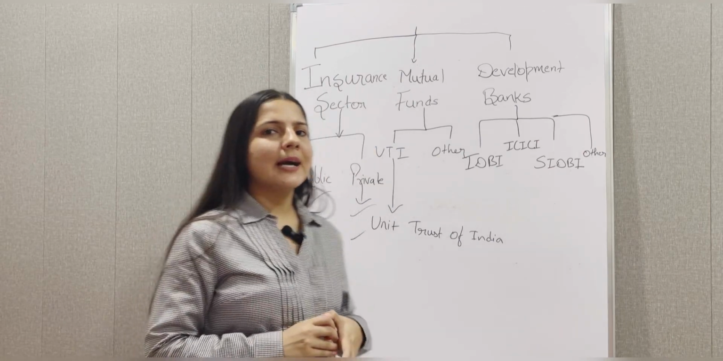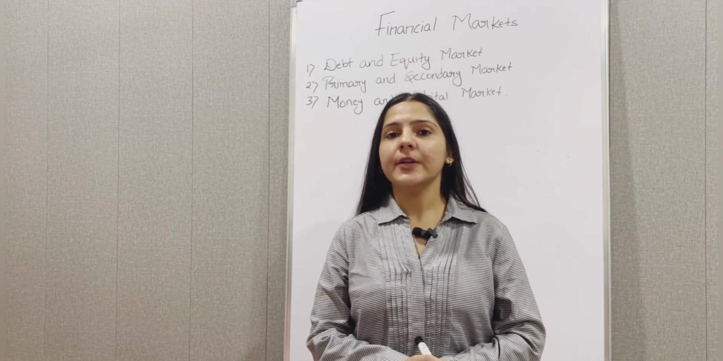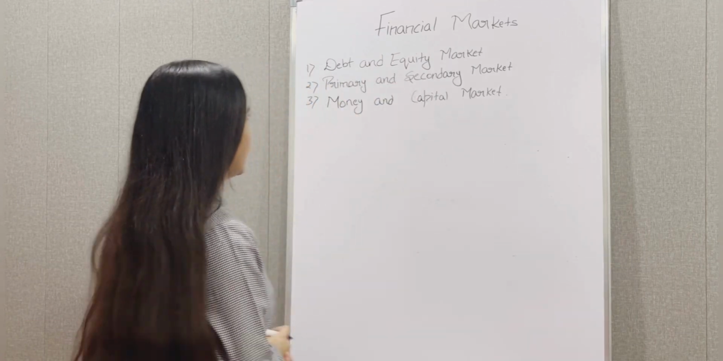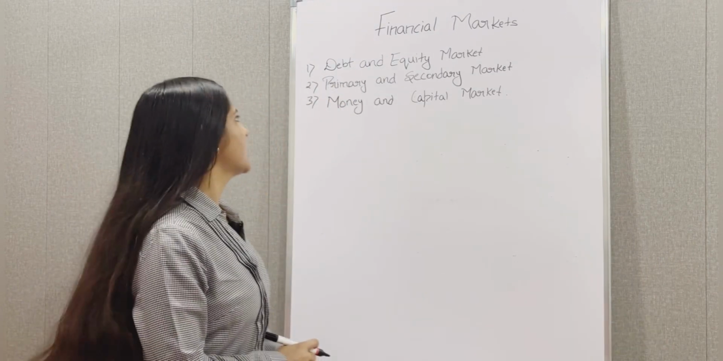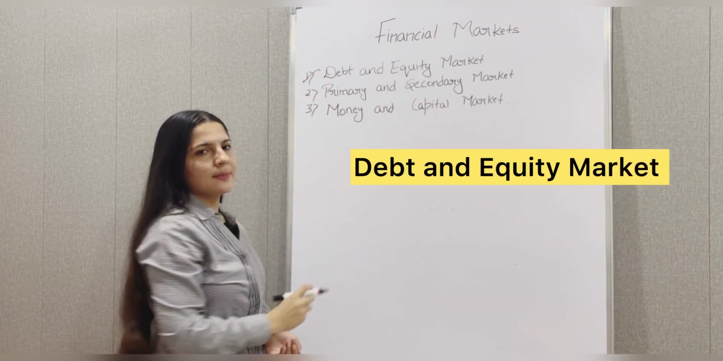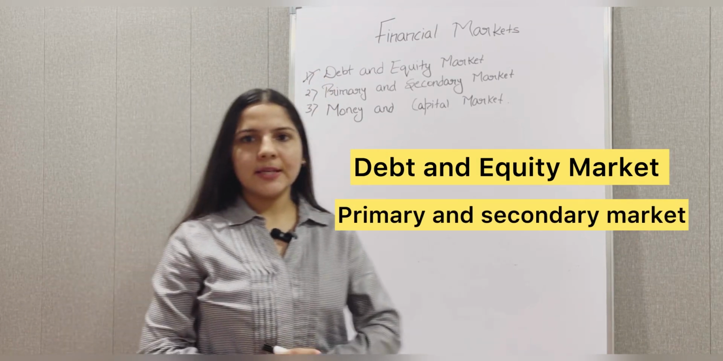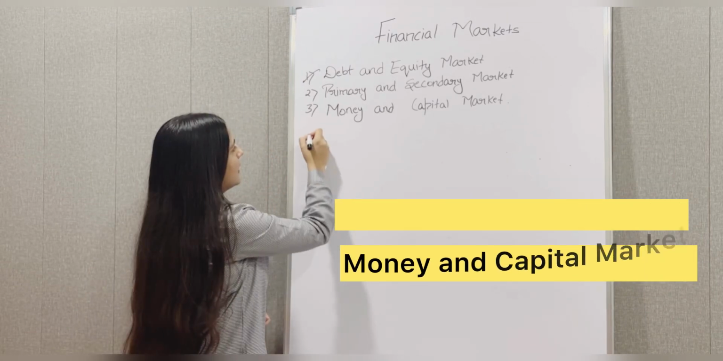Now let's discuss kinds of financial market. Financial markets are those markets where financial activities take place. So there are various kinds of financial market. We are going to discuss three types of financial market. First one is debt and equity market. Second is primary and secondary market. And the third one is money and capital market. So let's begin one by one.